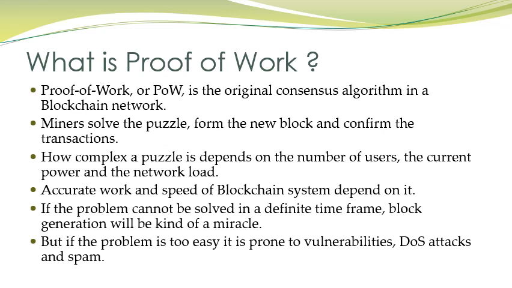This concept is devised from the concept of hash cash. So we will learn what hash cash is, and how this hash cash is used as a proof of work mechanism in the Bitcoin network, that we will try to understand in this session. So proof of work is the original consensus algorithm in a blockchain network. In this proof of work, miners have to solve a puzzle, and miners will solve the mathematical puzzle.